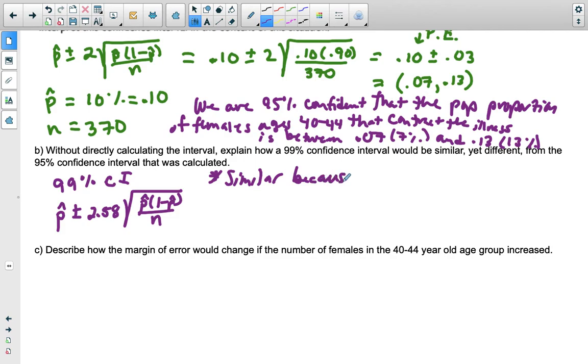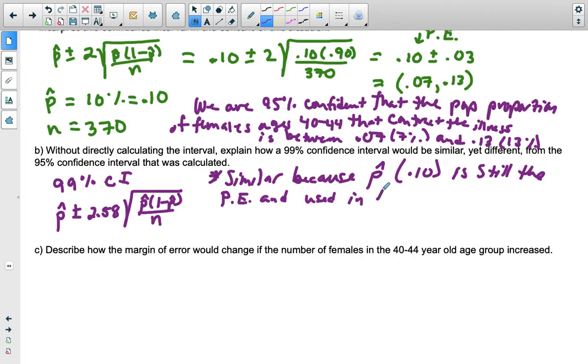because p hat, like in this problem that we just did, which was 0.10, is still the point estimate and used in the margin of error, right? I mean, you're still going to use the same number. So that's similar. P hat is still the center of the interval.